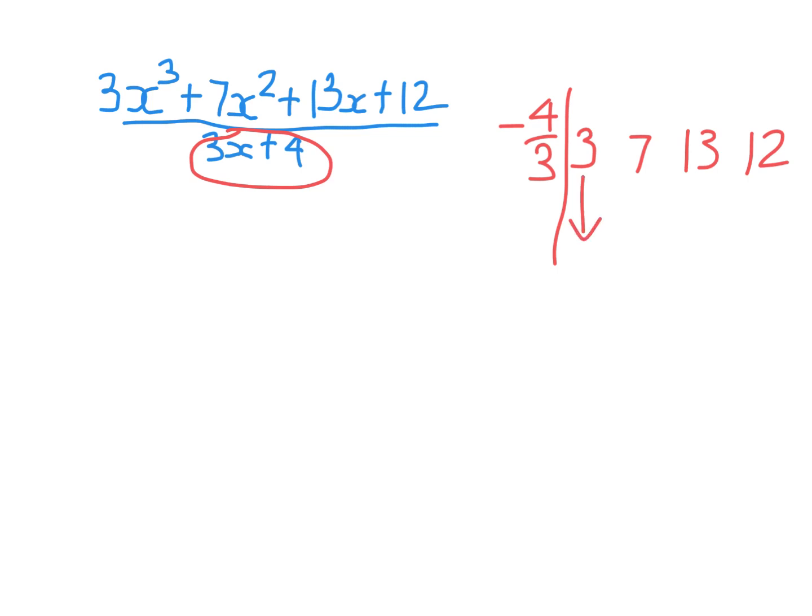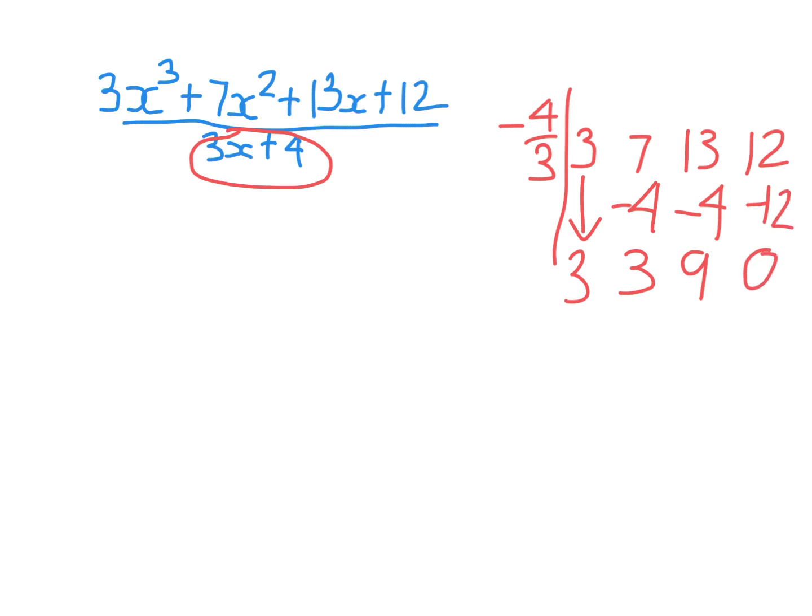We're going to bring down the 3. Now negative 4 over 3 times 3 just gives us negative 4. 7 plus negative 4 is 3. Whenever we get a number down here, multiply by the root. Negative 4 on 3 times 3 is again negative 4. 13 plus negative 4 is 9. Now we multiply 9 by negative 4 on 3, we get negative 12. And once again, the remainder is 0.